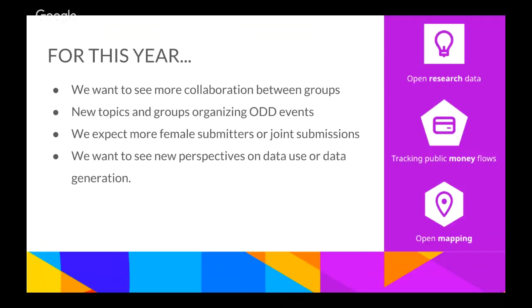So what do we want to see this year? We would like to see more collaboration between groups. Last year, we had a couple examples of cities that are neighboring cities or very close by that developed Open Data Day events together between two cities. So we would like to see more of that. You don't have to have a neighboring city. It could be based on a thematic issue. So if there's something on your mind about that, you can coordinate with more people.